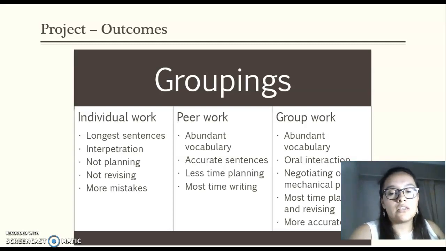They negotiate about mechanical points. They spent the most time planning and revising, and the texts were very accurate, but the sentences were maybe too short.